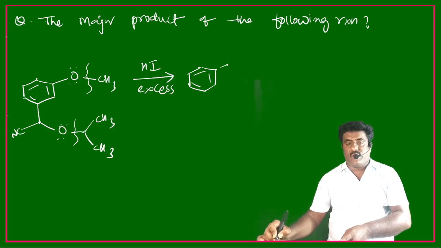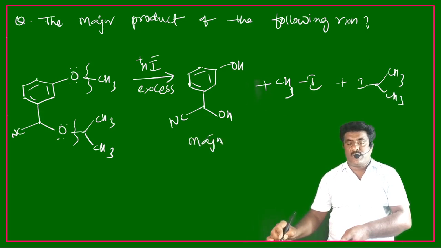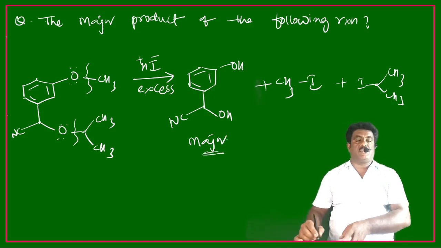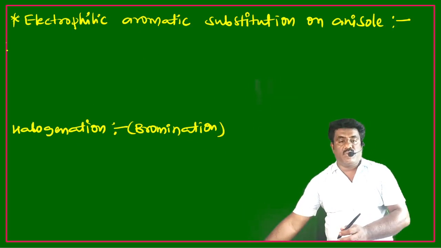It is an OH, H plus, X minus, H plus attacks over here. What is the next possibility? To form the OH, and CH3I, methyl iodide. And what is the next possibility? What is the major product? This is the major product. Have a look at the next reactions.